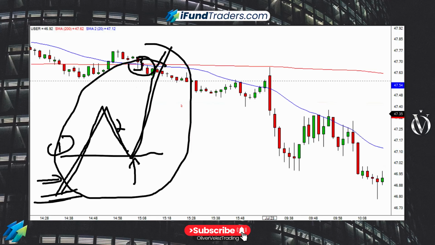All right. Everything in the market is always related to animals. Bull markets are up markets, bear markets are down markets. I call this the whale trade.